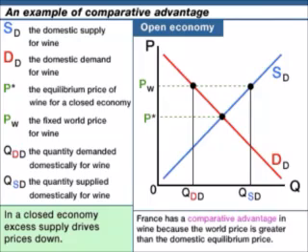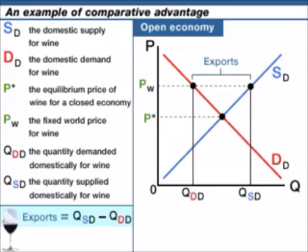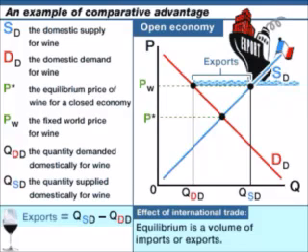The difference between domestic consumption of wine and domestic production at this high price becomes France's export volume. That is, the difference between the two is the quantity of wine exported. The equilibrium in this case is not a price level. The price level is given to us from outside the model, outside the story. The equilibrium is a volume of wine exported, a difference between the quantity supplied and the quantity demanded in France at this particular world price.